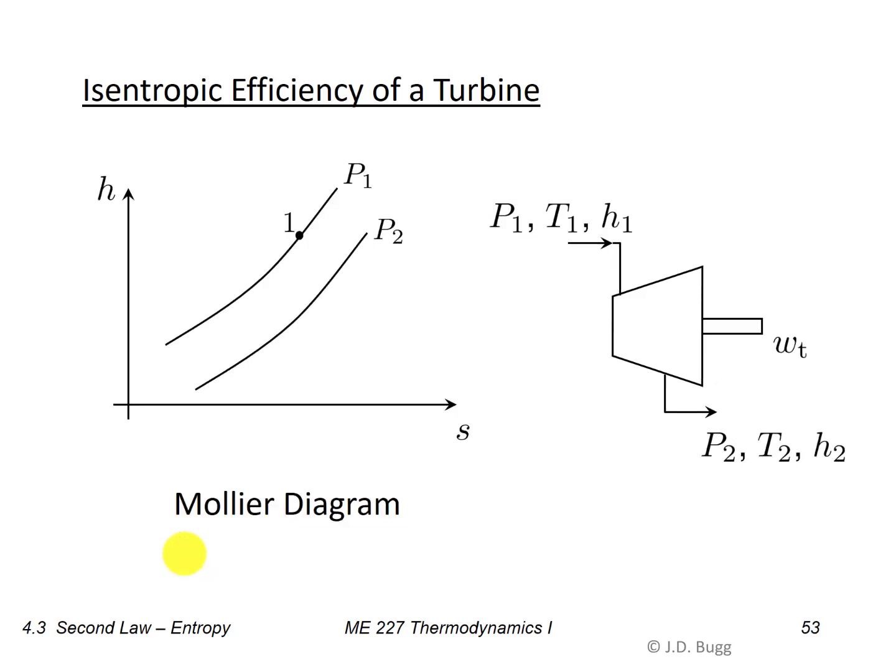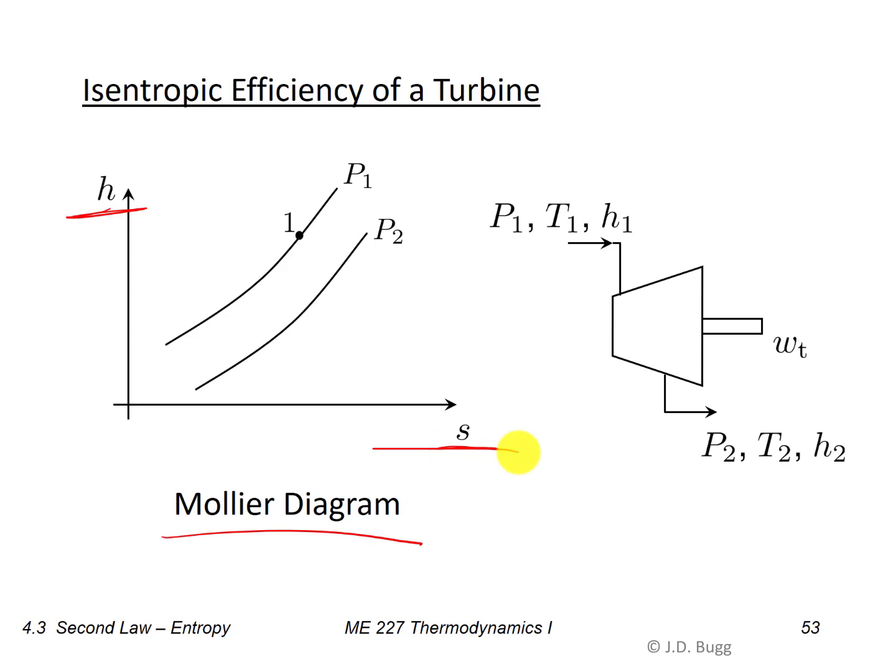Now we want to take a look at this on an HS diagram. So this is a new set of coordinates, but it's very similar to a TS diagram that we talked about earlier. This is called a Mollier diagram. So our coordinates are enthalpy on the vertical axis and entropy on the horizontal axis.